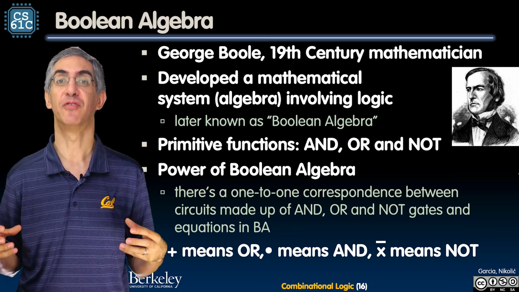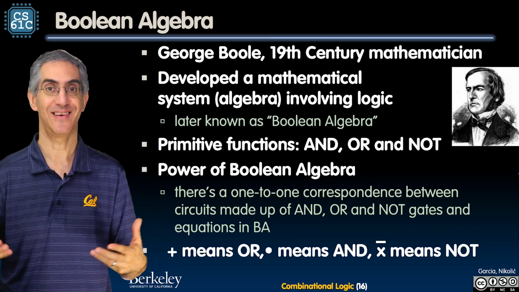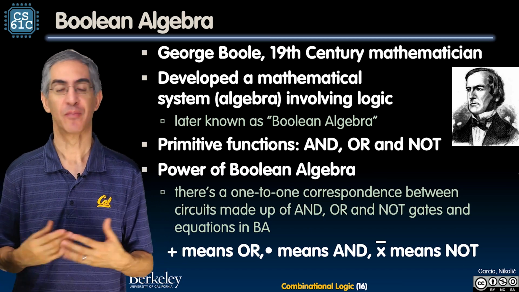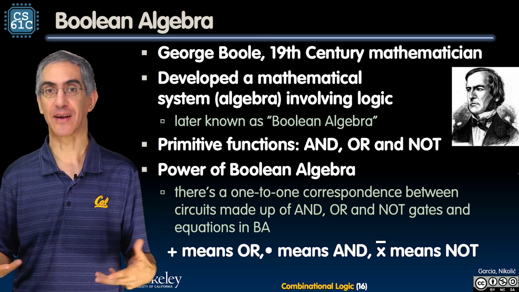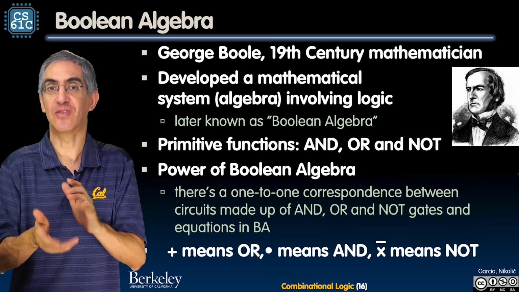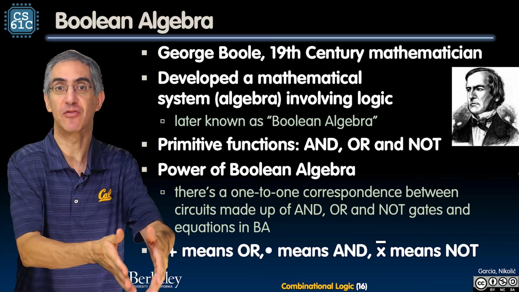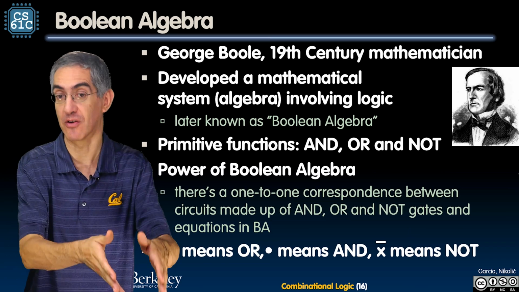There are some primitive functions that Boolean algebra has. They're AND, OR, and NOT. The power is that we can use normal mathematics, massaging things in the Boolean algebra world, and then make a connection to how the circuit might change and be equivalent as well.